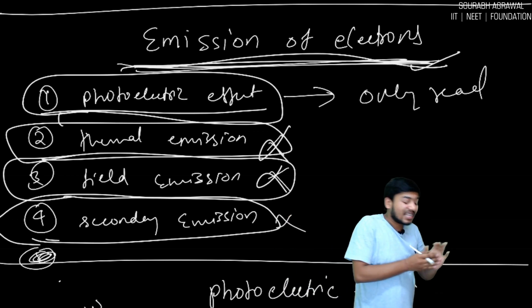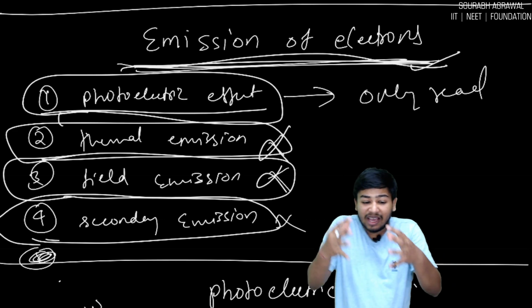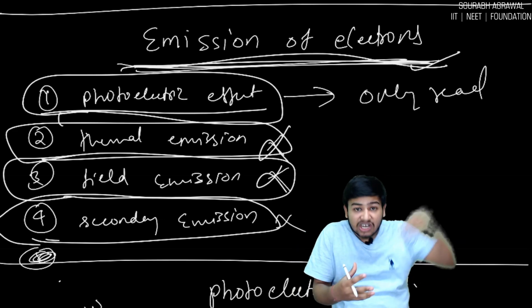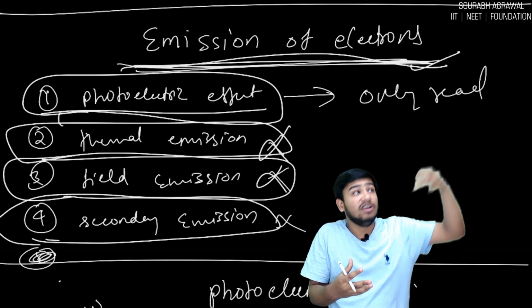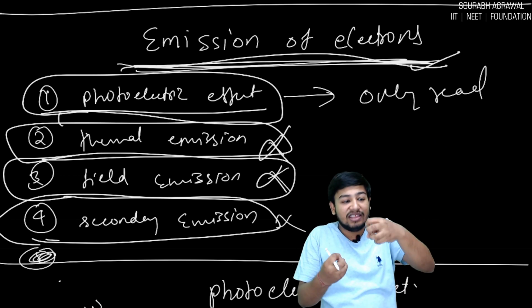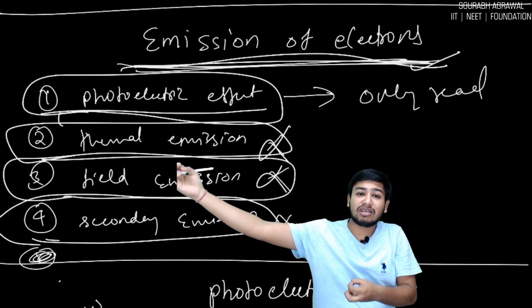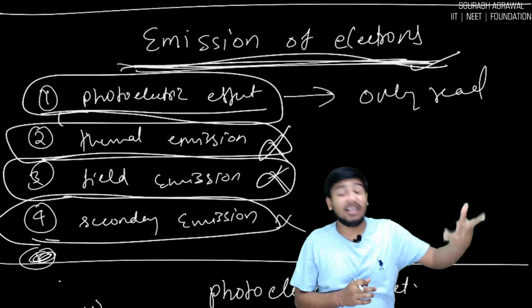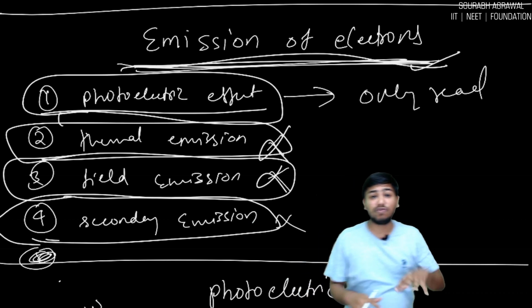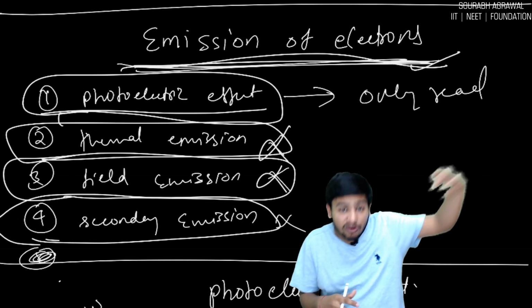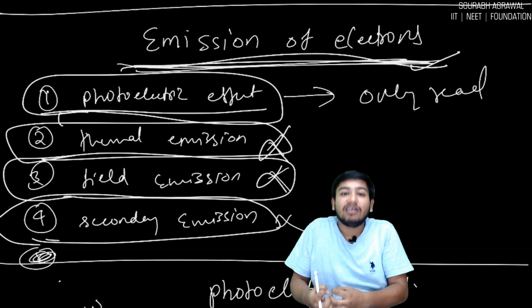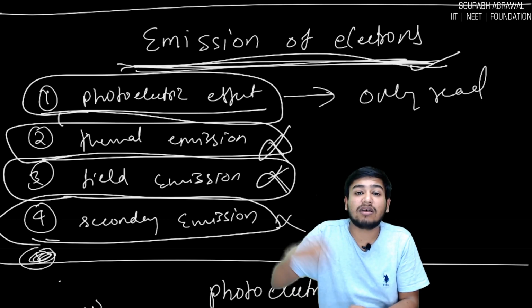And the fourth one is secondary emission. We are bombarding a plate with external electrons, so they collide, one remains there and another electron comes out. We say it is secondary emission because we are using the energy of an electron, and due to that the electron in the metal plate is coming out.